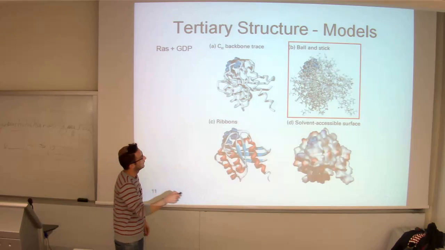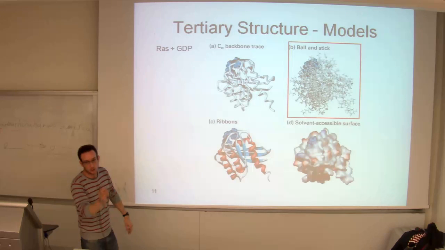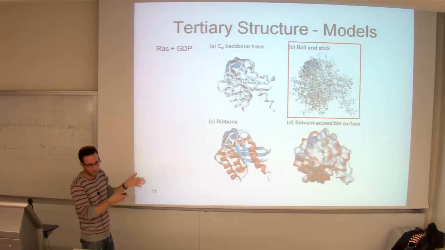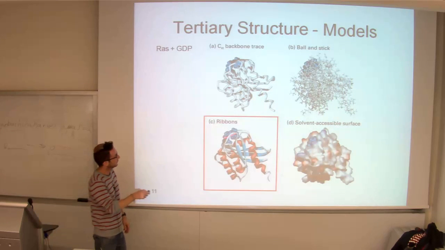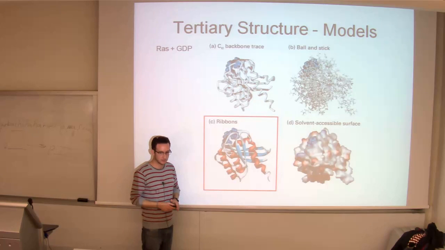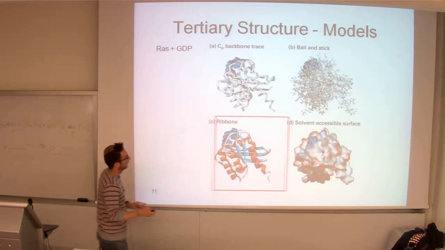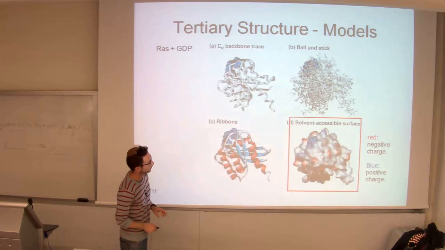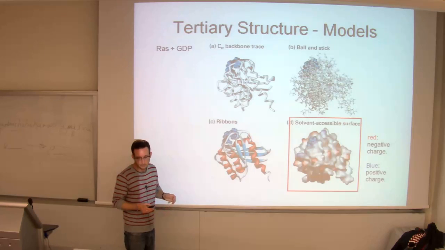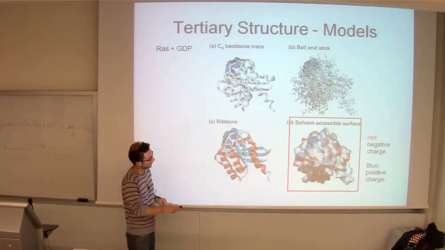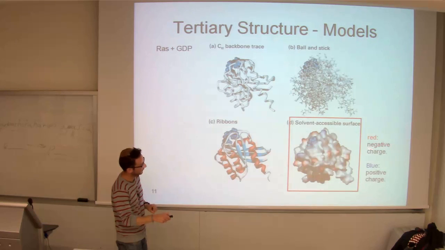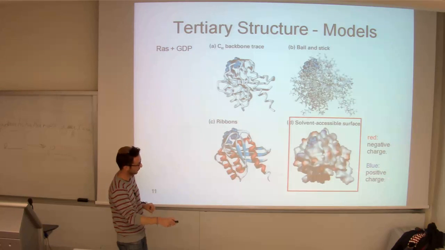The second kind is the ball and stick, which is quite similar to this actually, in which you have the coordinates in space of each and every atom, so it's a bit more messy. And the ribbons model, which highlights the alpha helices and the beta strands. And the solvent accessible surface model. So this would be how the environment sees the protein, with its bumps and crevices, and in red are regions that are focused with negative charge, and in blue, same thing for positive charge.